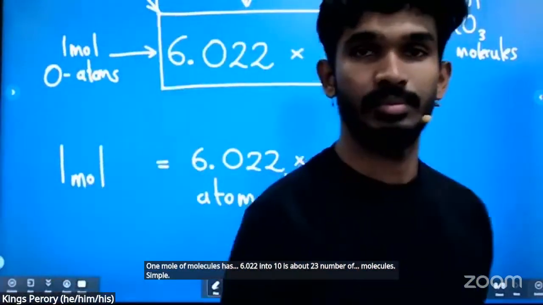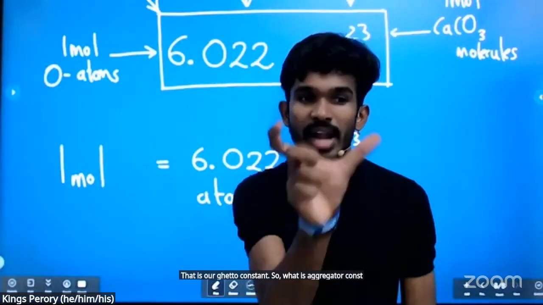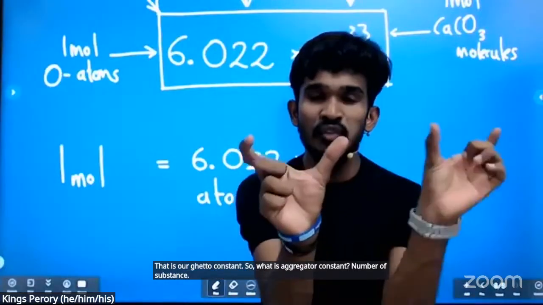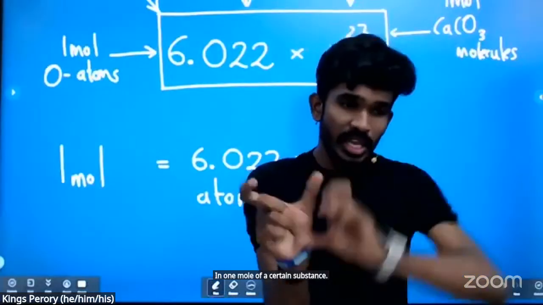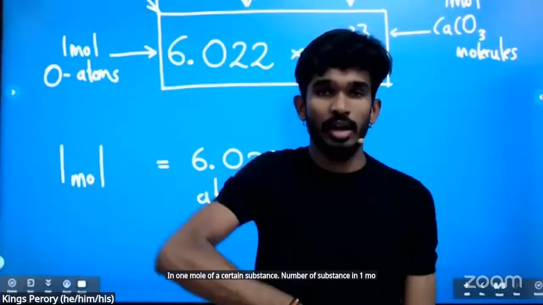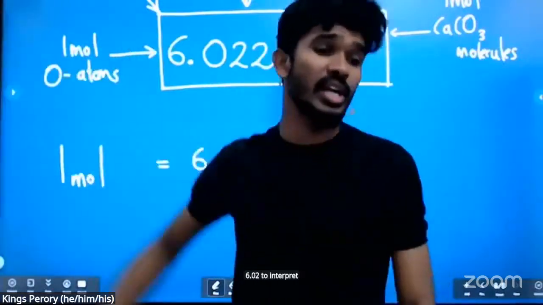Simple. That is the Avogadro constant. So what is the Avogadro constant? The number of particles in 1 mole of a certain substance. 1 mole of oxygen has 6.022 into 10 to the power 23 number of oxygen atoms.